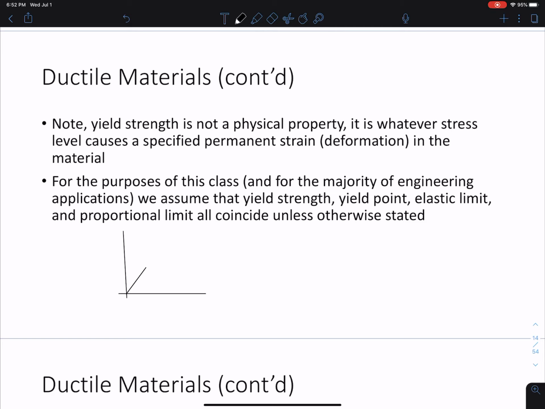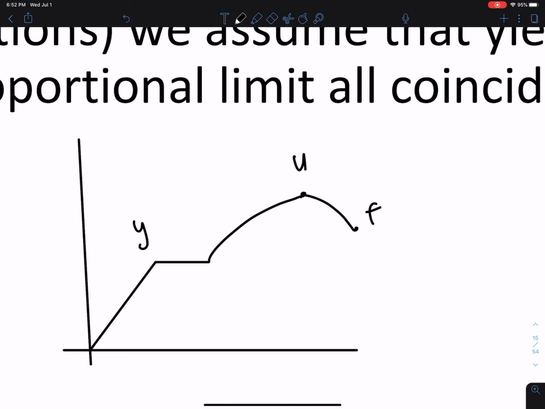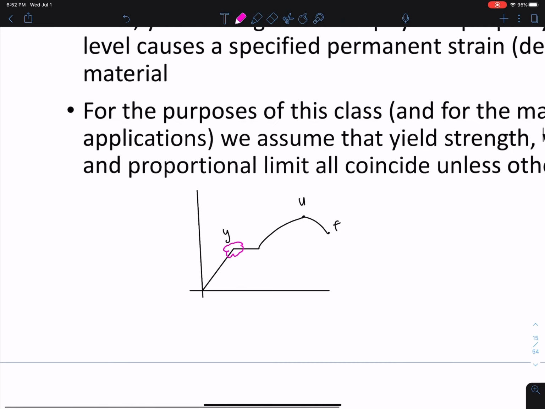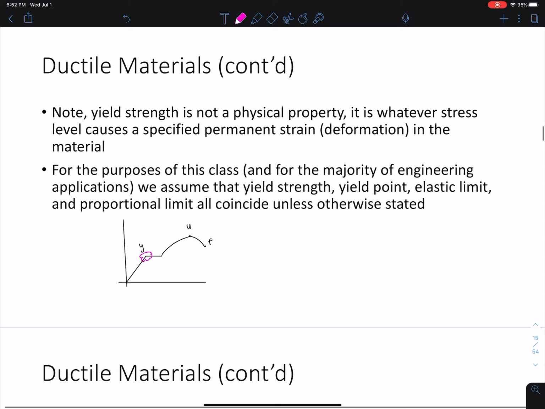Elastic, yielding, ooh, not that, ultimate, failure. Okay, it's a simplification. Instead of having to zoom in here and really look at all this stuff going on, we just assume that this is what's happening, and that's what we're going to do for this class.